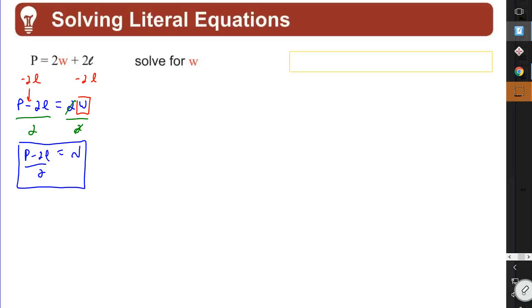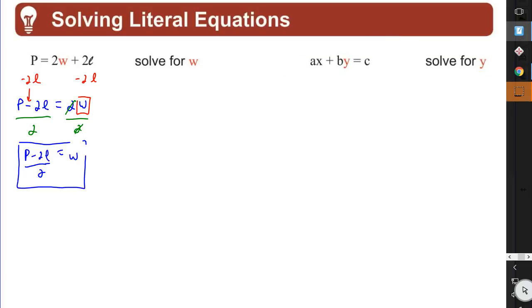It would be good if I could read my own writing. What does W equal, or the width? Perimeter minus 2 times the length, and then divide that whole thing by 2. Okay, so that's one literal equation. Let's look at this second one.